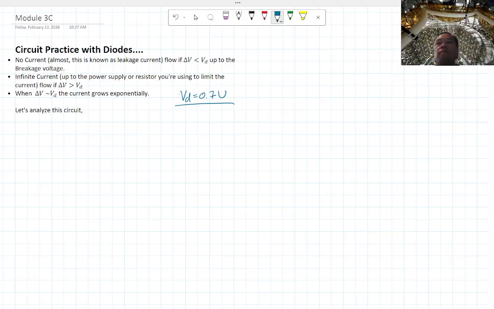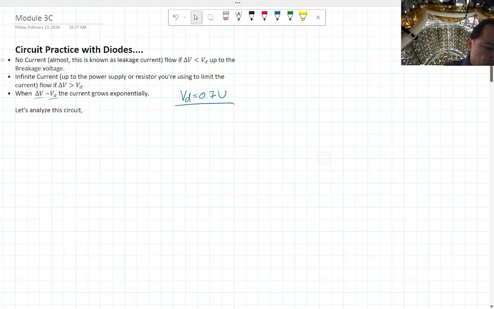Then, when delta V is approximately the diode voltage, you have this exponential growth. We're not going to deal with that problem. Maybe in the pre-lab you'll have a question on it, but we're not going to actually utilize it for now. It is going to be useful when we think about photodiodes, with this proportionality, but for now let's just deal with the first two rules in these circuits.